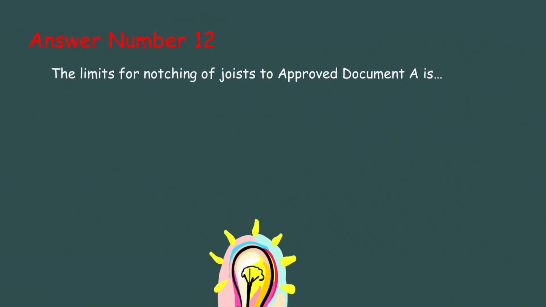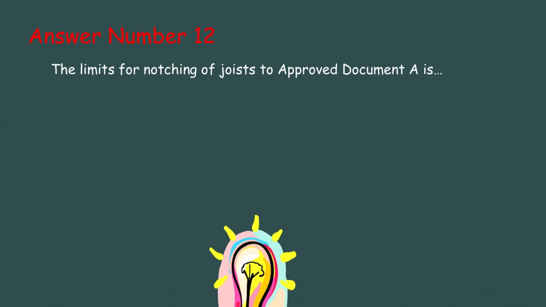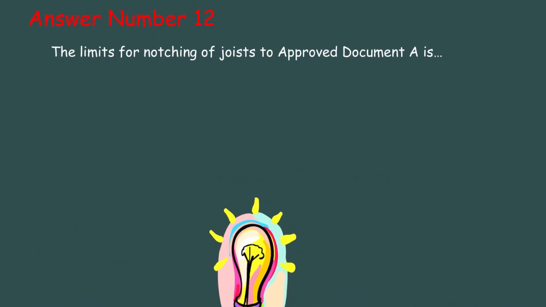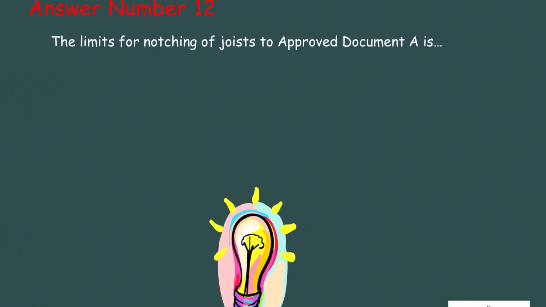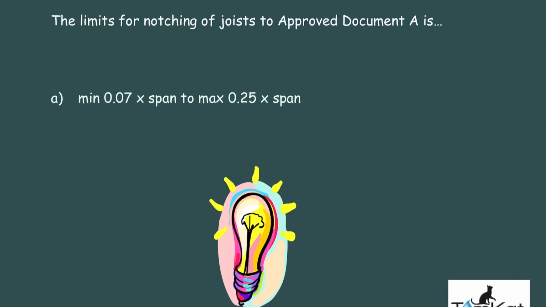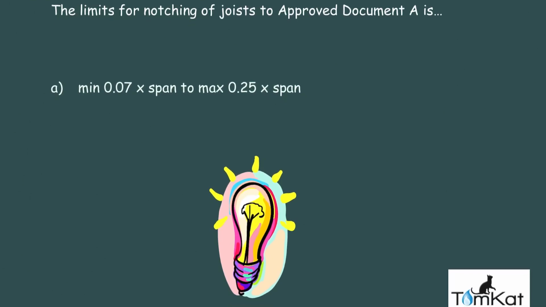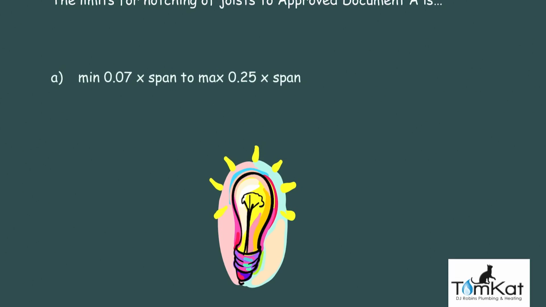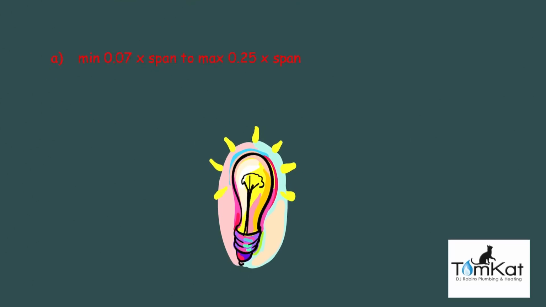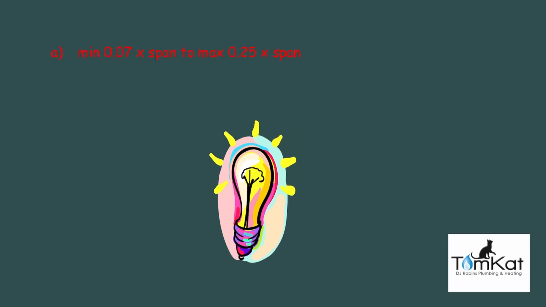And now for the final answer in part 5, number 12. The limits for notching of joists to Approved Document A is A: a minimum of 0.07 times the span to a maximum of 0.25 times the span. So that is the end of answer 12 in part 5.